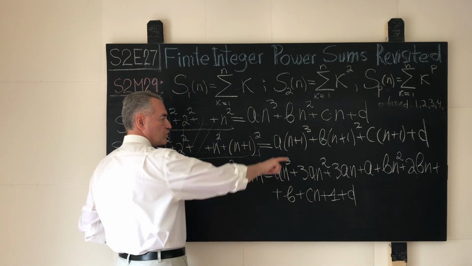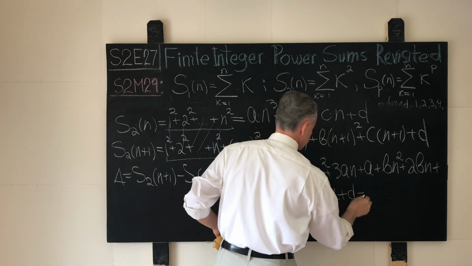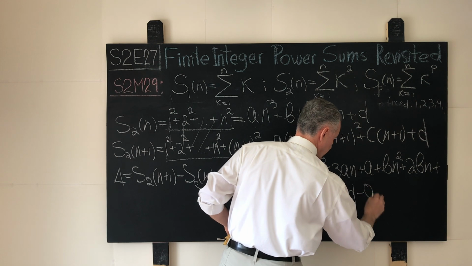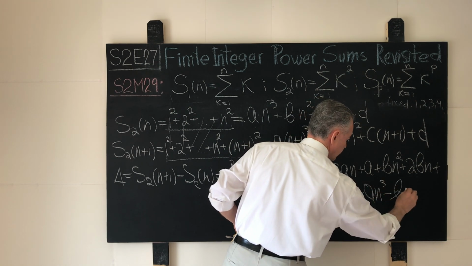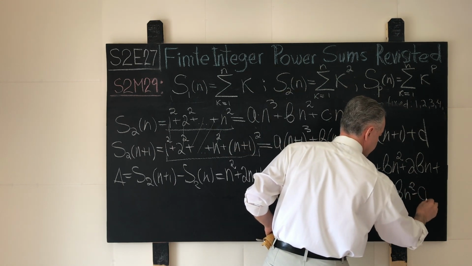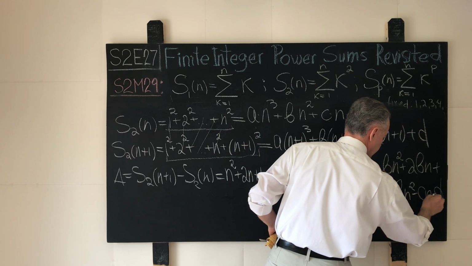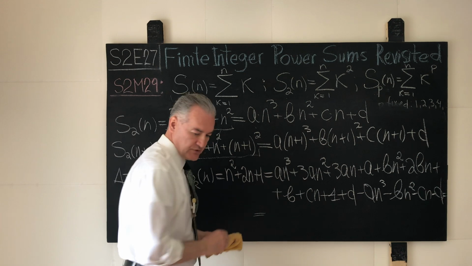And now what do we do from the iterated polynomial? We subtract the original one. So we subtract, what is it? a n cubed minus b n squared minus c n minus d equal to, let's see if we can swing this result together.